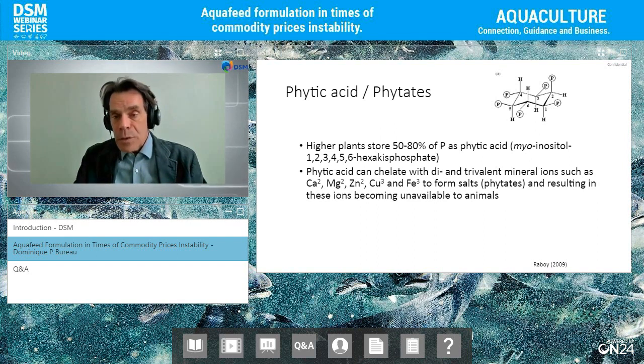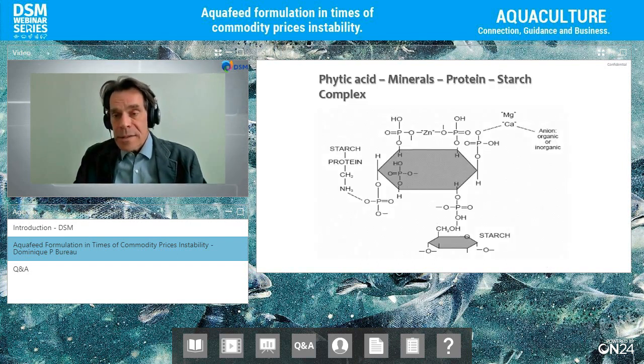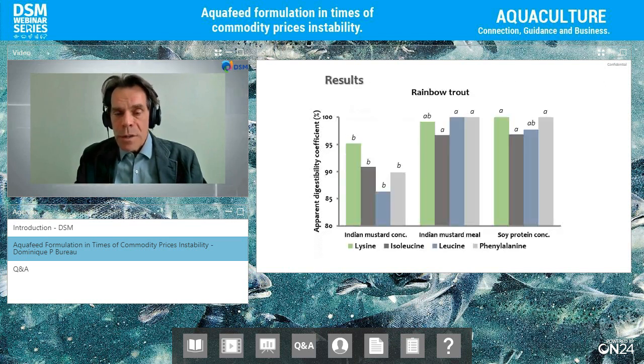And there may be a complex created between phytic acids, the minerals like zinc and calcium and magnesium, and starch, and create these protein complexes that can have a little bit lower digestibility. So we carried out a study with different rapeseed products, or Juncea meal in this specific case, and we found that in the high quality product, but with high levels of phytic acids, we saw lower digestibility of protein.